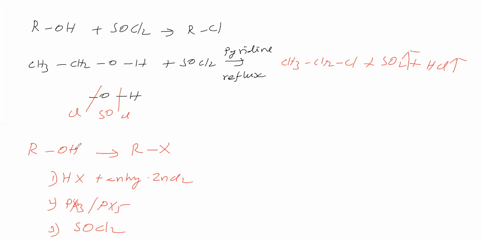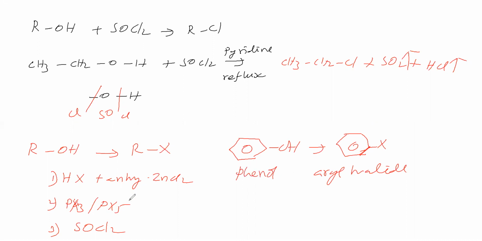Now, this method is not used for this conversion. This is phenol into aryl halide. By this method, phenol into aryl halide is not possible. We cannot convert phenol into aryl halide, but by this method we can convert alcohol into halide.